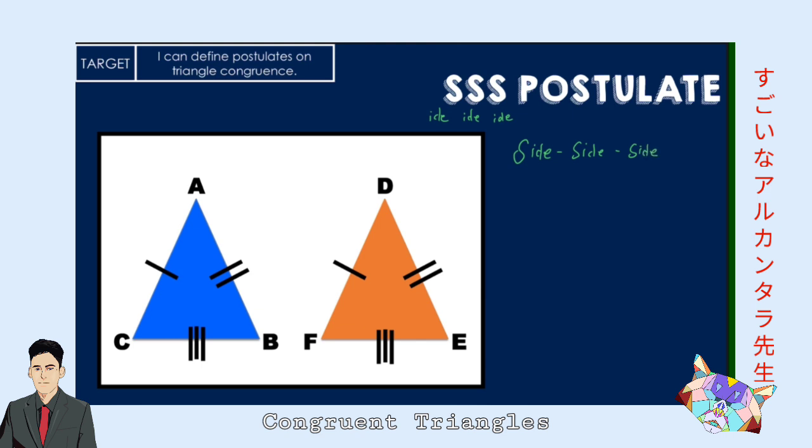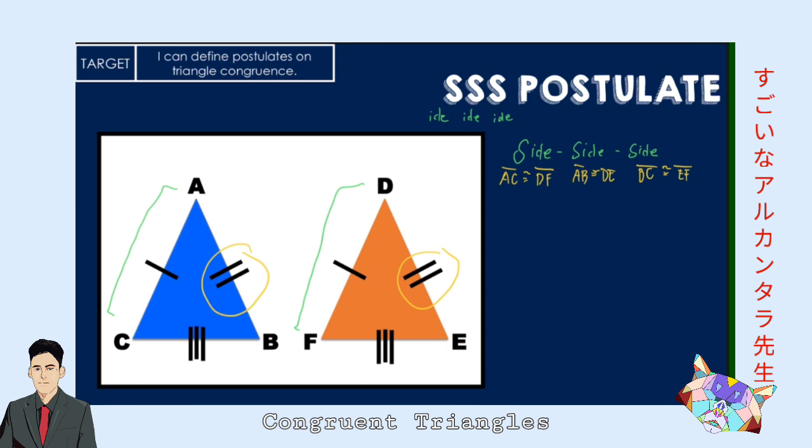meaning the pairs of sides of these two triangles must be congruent, the pairings of them. So AC should be congruent to DF. Next, AB should be congruent to DE, and lastly, BC should be congruent to EF. It's by side, side, side.